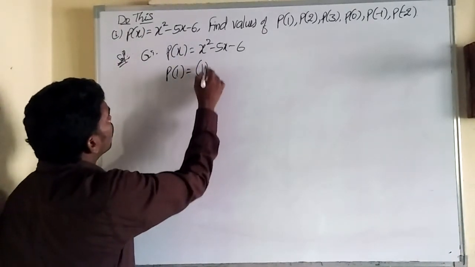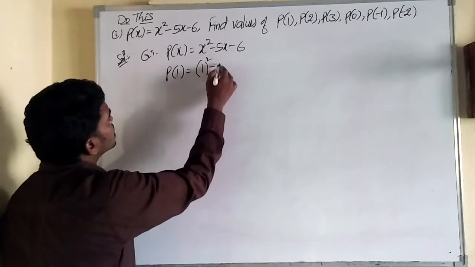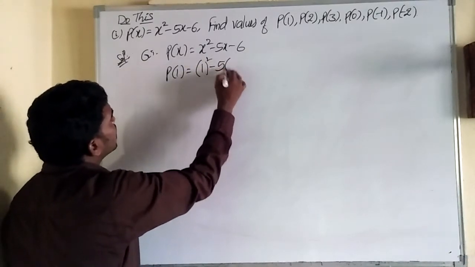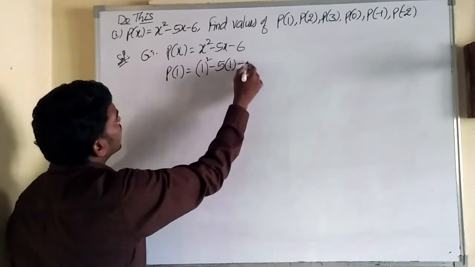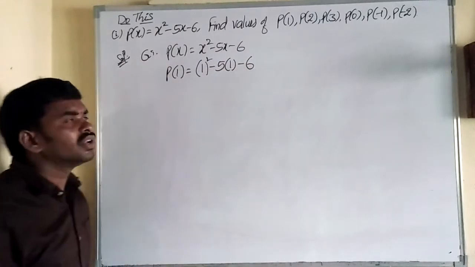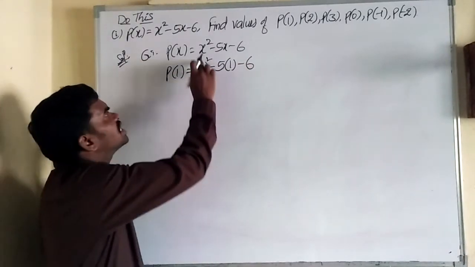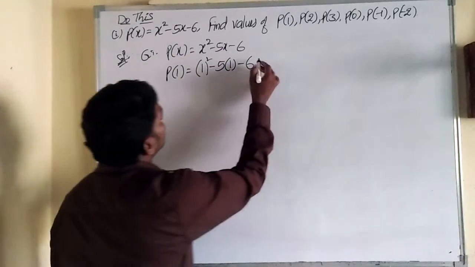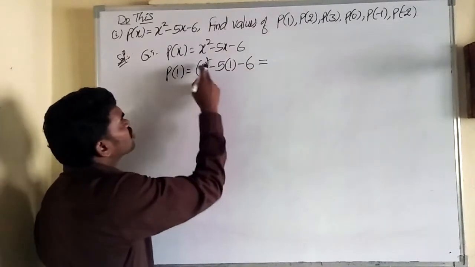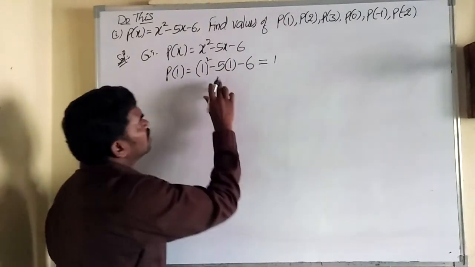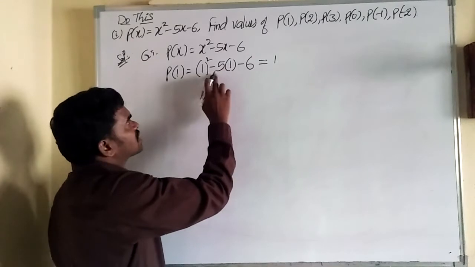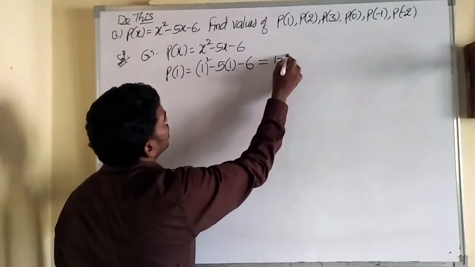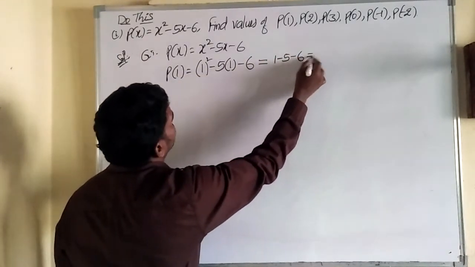X square means 1 square. Next minus means minus. 5 means 5, x means 1. Next minus, next 6 as it is. You just write 1 instead of x and the remaining as it is. Then simplify. 1 square means 1, minus 5 into 1 is minus 5, next minus 6.